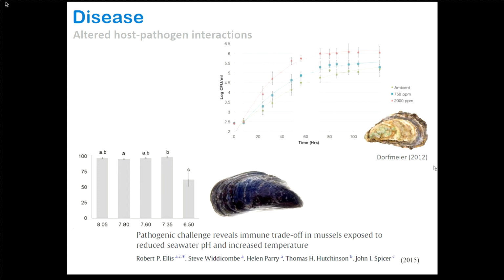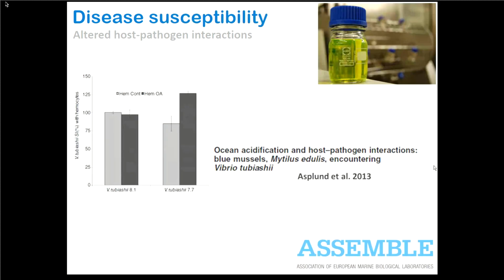But that's only really half the picture, because a disease-host dynamic is really about the host-pathogen interaction, what happens when these two things come together. So we did research in Sweden to look at this. Again, the same host, same pathogen, mussels and Vibrio tubiashii. But we didn't go anywhere near as extreme with the CO2. In this case, we only went to pH 7.7.